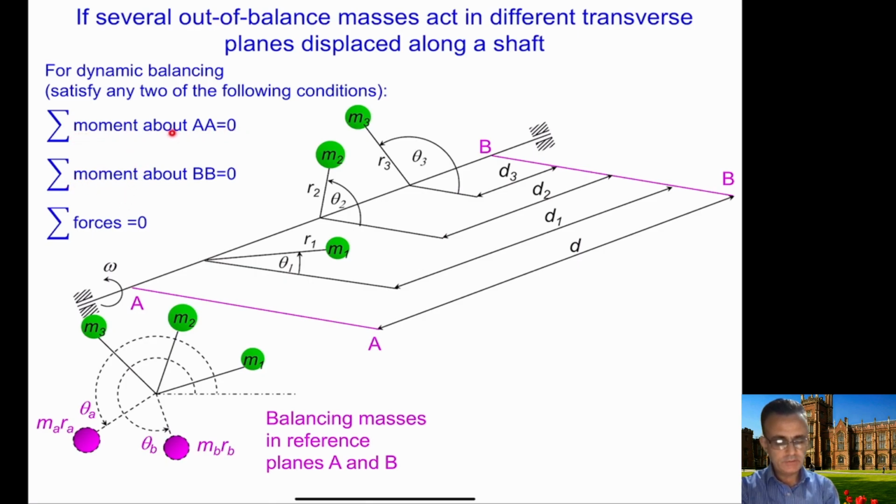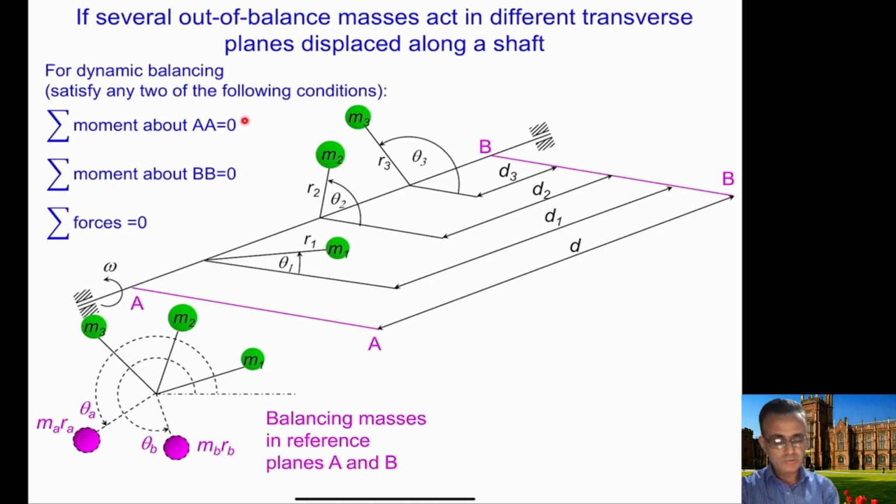If we use this equation, it will provide you with the MBRB. Similarly, you can use the moment about BB, which is this location here. If you take the moments about BB, this will provide you with the value of MARA. Now you can also use this third condition here. If you use one of the moment conditions, you can then use the forces condition.